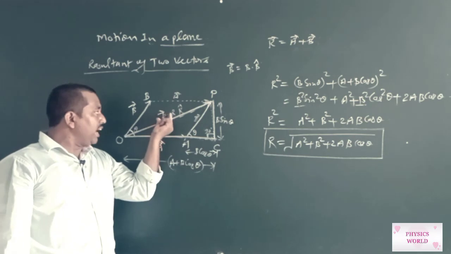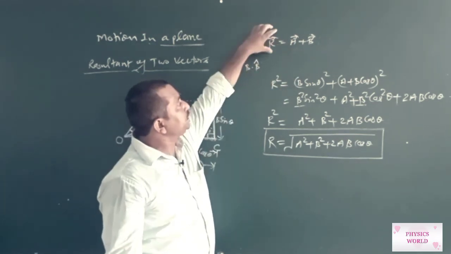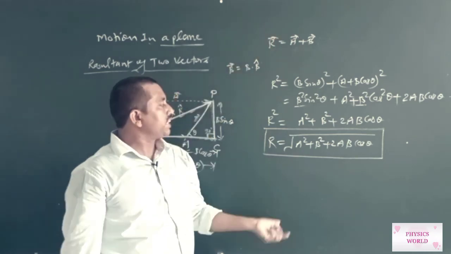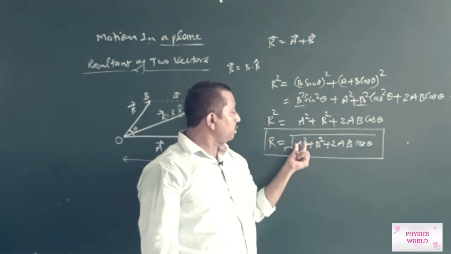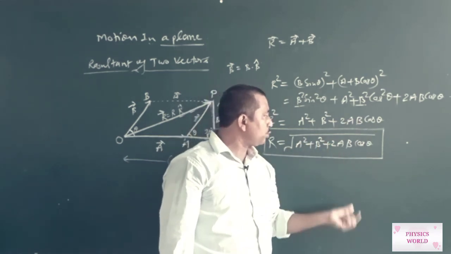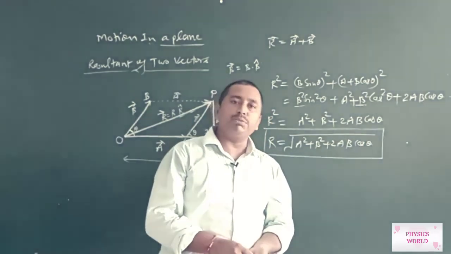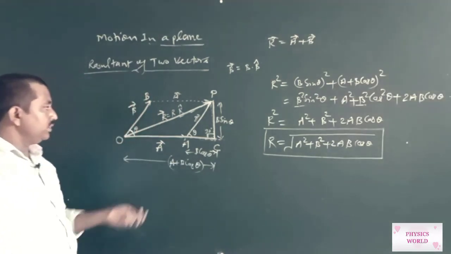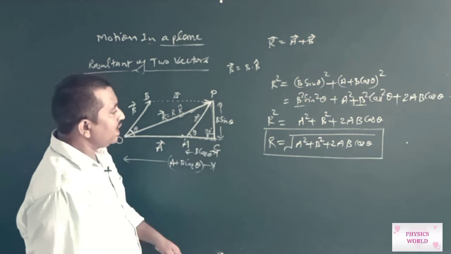So for the resultant of these two vectors, that is vector R equal to vector A plus B, the magnitude of this vector can be expressed as the under root of the square of the magnitude of the first vector plus the square of the magnitude of the second vector plus twice the product of the magnitudes of both vectors multiplied by the cosine of the angle between both vectors. So this is the simple formula for the magnitude of the resultant of two vectors.